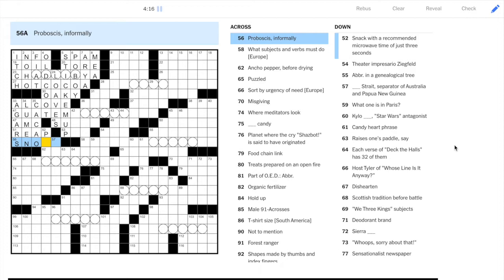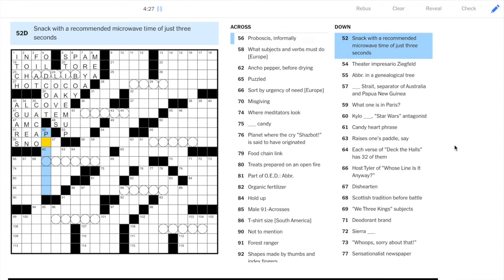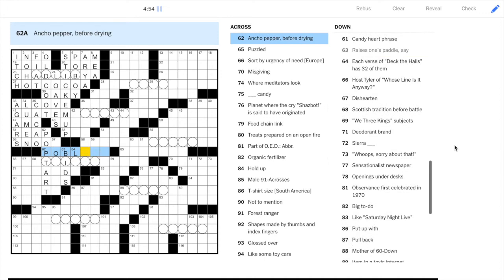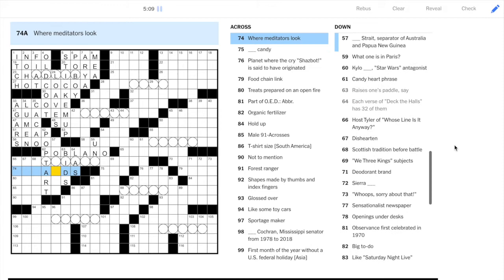Proboscis, informally. Well, this won't be schnoz, because we would need SCH to start it off. This is Pop-Tart. Let's see if we can work off this P. What is the name of a pepper that starts with a P? This is Bids. Then we have Poblano. Deck the Halls has 32 laws each chorus. Strait. This could be Borneo Strait.